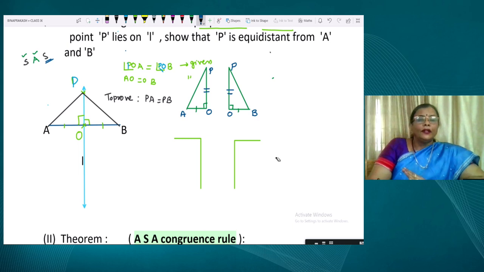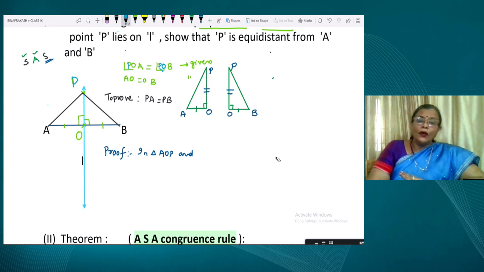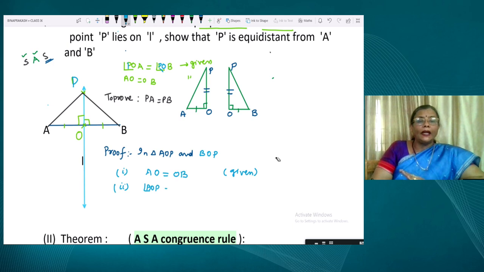So how do we take up the proof? The proof of it is through this explanation. We have in triangle AOP and triangle BOP, write down the information with the reasons. What is the first information that we have? AO and OB are equal. Why are they equal? Because it is given, it's a bisector, a given fact. The second information is angle AOP and angle BOP are equal. Why are they equal? Because they both have the same measure, that is 90 degree, because it is also given that it's a perpendicular.